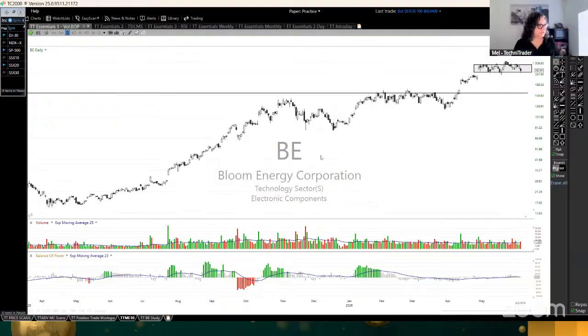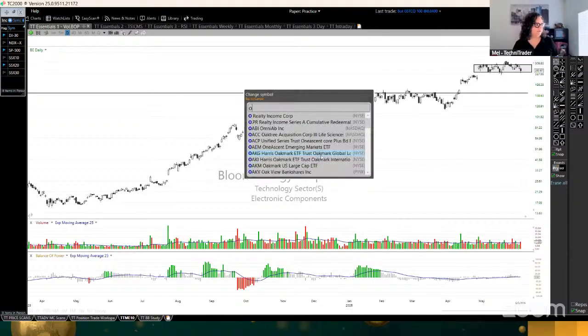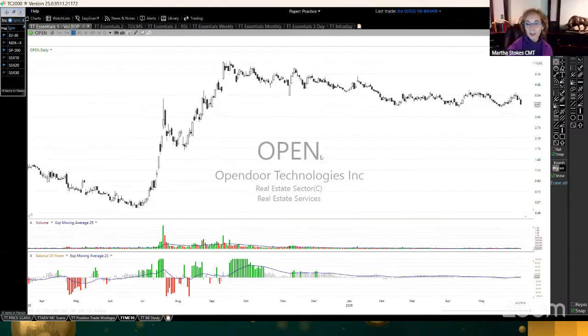Next chart is from Cindy asking for analysis of OPEN. Oh, okay. Well, we have a sagging line here. This is a sideways pattern that's sagging. We're going to take a look first at the weekly scale.